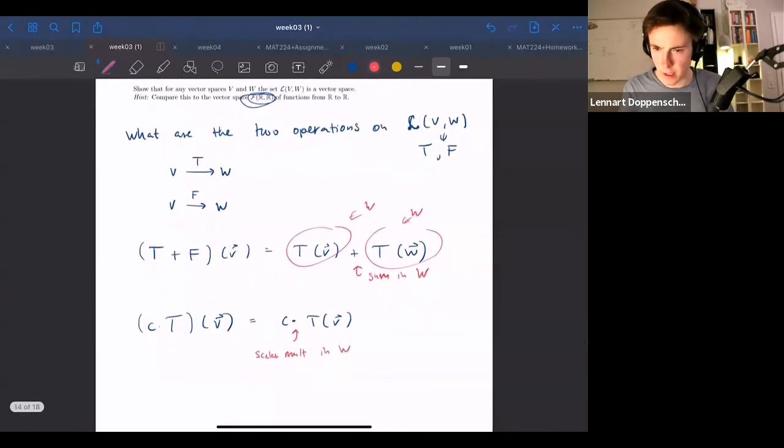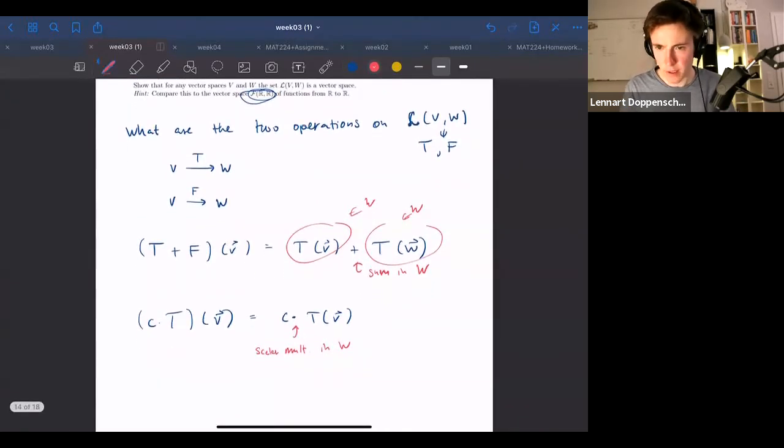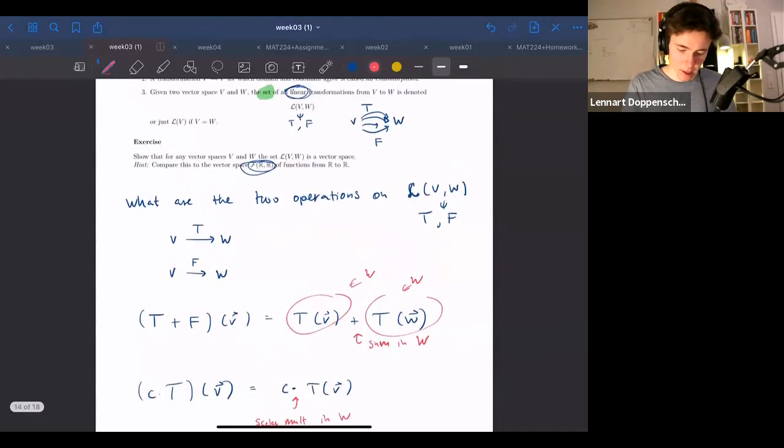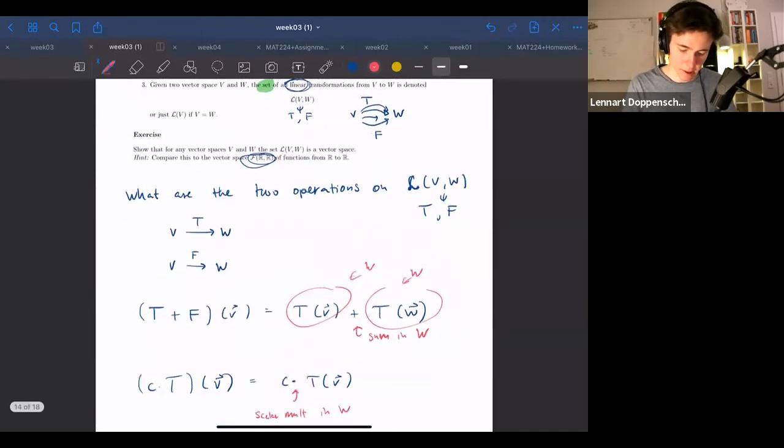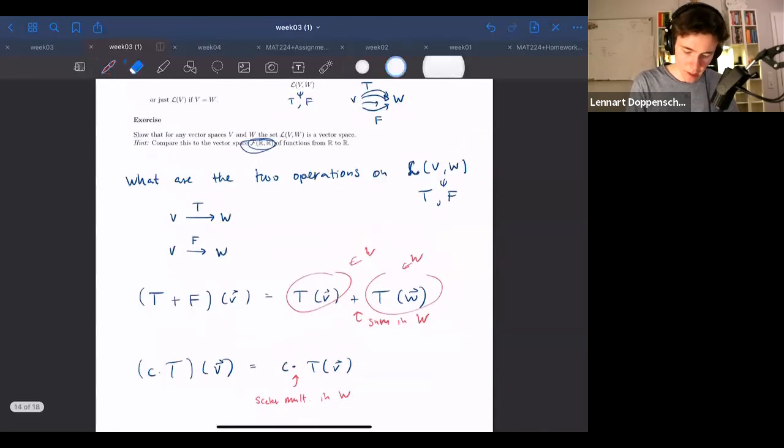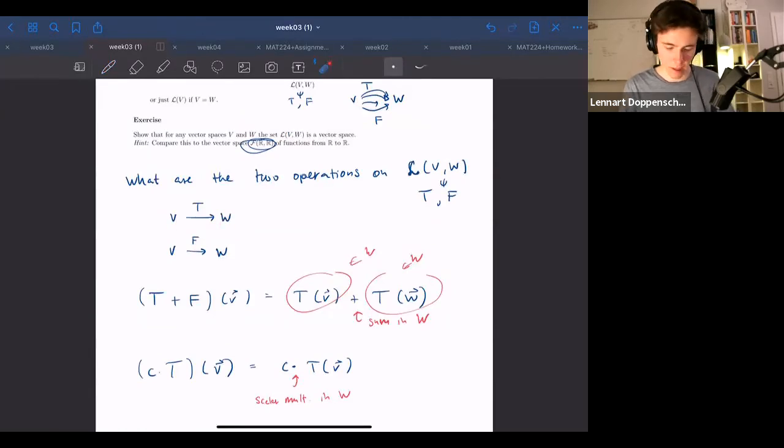Okay, time is always running, and I have no idea where it goes. Someone has suggested composition of the matrices, and we're going to get there later. But notice that this doesn't really make sense unless V is equal to W, because if you apply T first, you'll get an element in W, and then you can apply F, but F only accepts inputs from V.